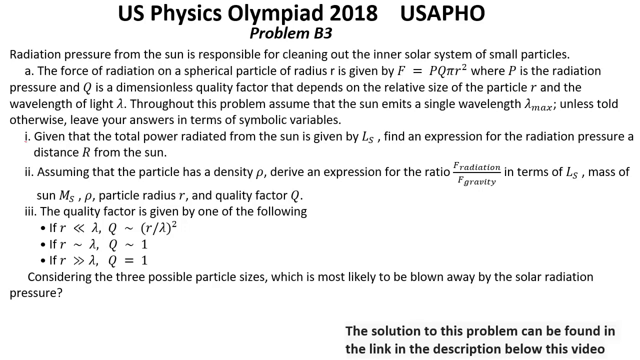US Physics Olympiad 2018, USAPhO, problem B3. Radiation pressure from the sun is responsible for cleaning out the inner solar system of small particles. Question A. The force of radiation on a spherical particle of radius r is given by the formula F equals P Q pi r squared, where P is the radiation pressure and Q is a dimensionless quality factor that depends on the relative size of the particle r and the wavelength of light lambda.